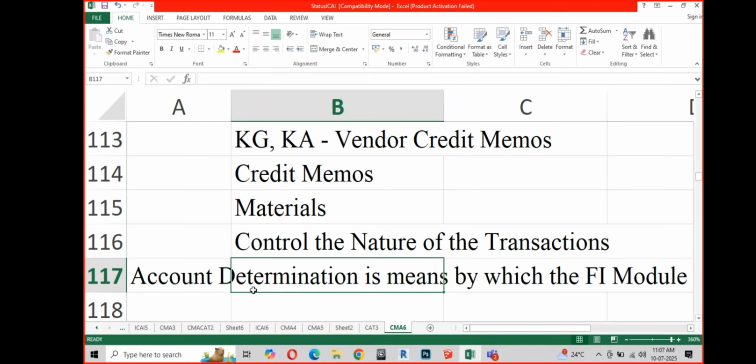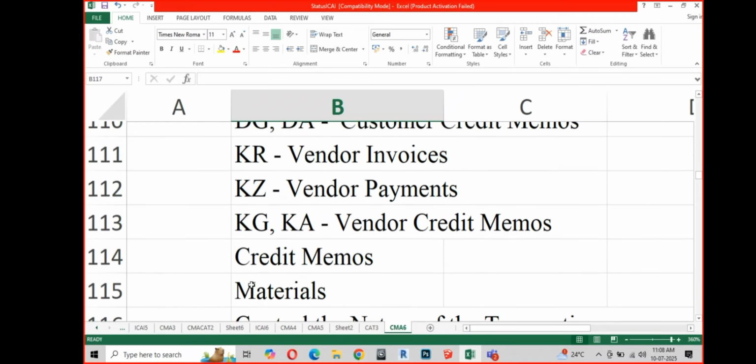Am I posting or am I creating a sales invoice? Am I creating a customer receipt? Am I creating a purchase invoice? Am I creating a vendor payment? Am I creating a goods receipt? So all these things, they are identified through something called your document types.